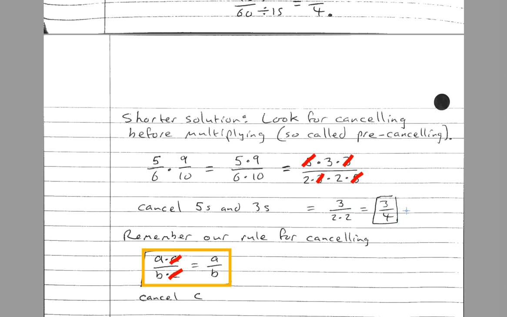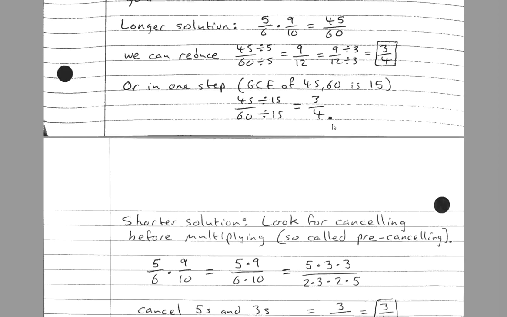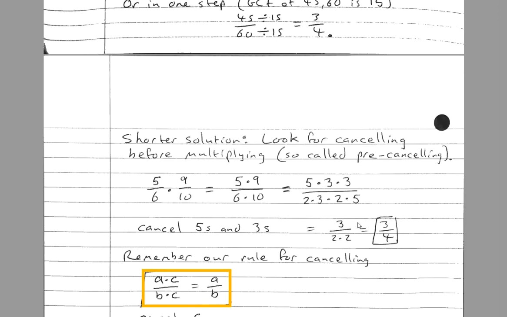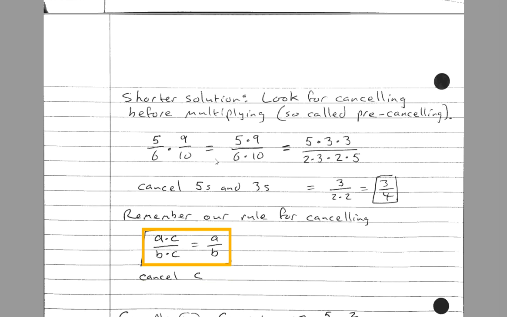So we get the same answer, but as long as you're good at factoring, it's a lot less work. No big numbers like 45 or 60. We didn't have to find any common factors. So this idea of canceling before you multiply, this is the precancelling.